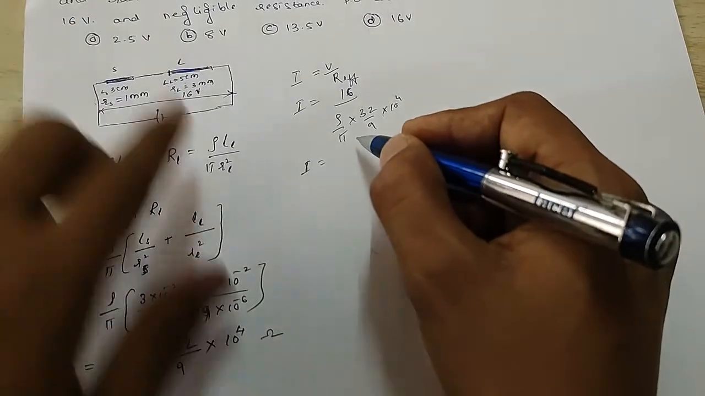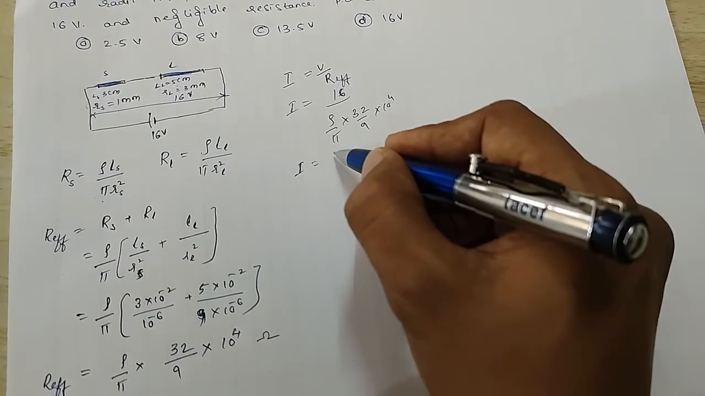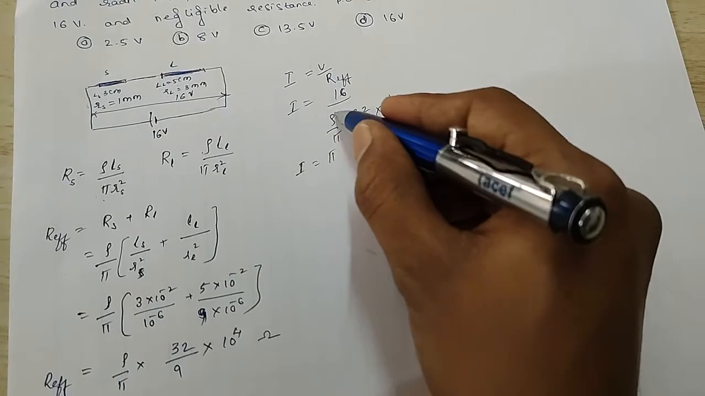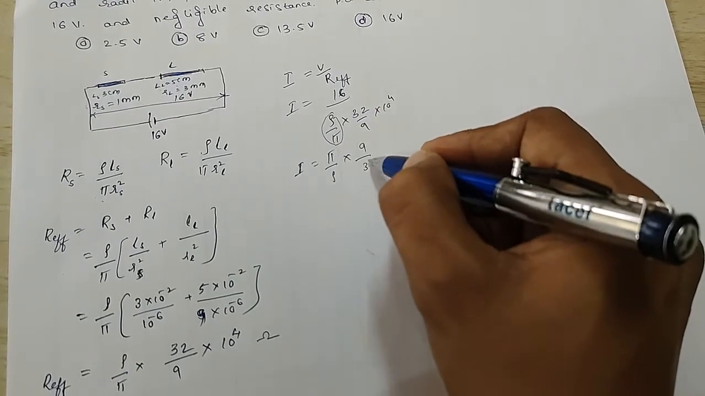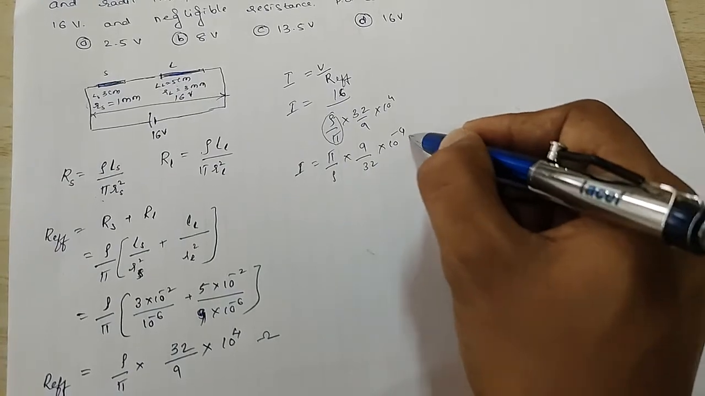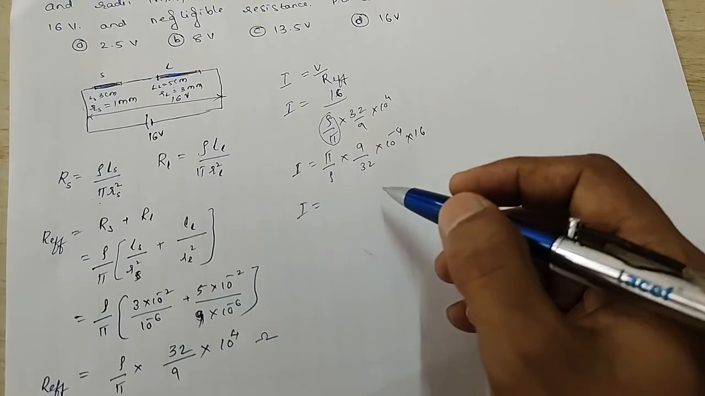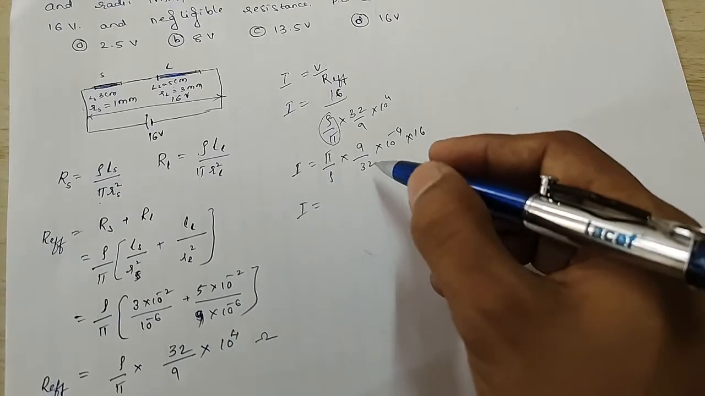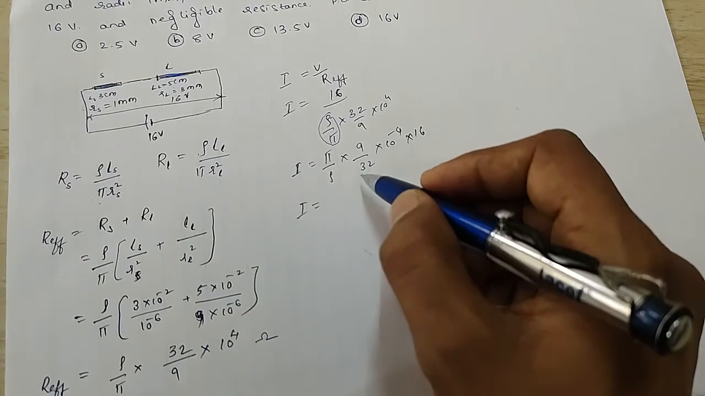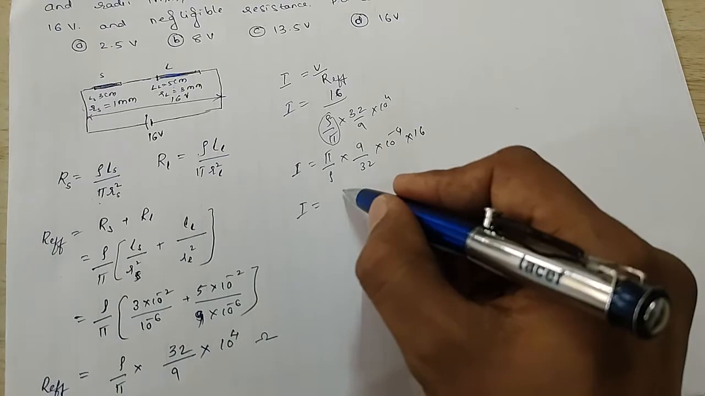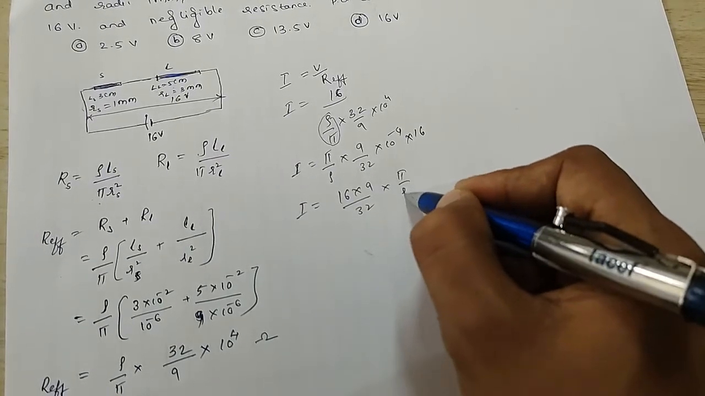Now I equals, if you simplify it, pi divided by rho multiplied by 9 divided by 32 multiplied by 10 raised to minus 4 multiplied by 16. If you do the simplification, you will get 16 multiplied by 9 divided by 32 times pi by rho into 10 raised to minus 4.